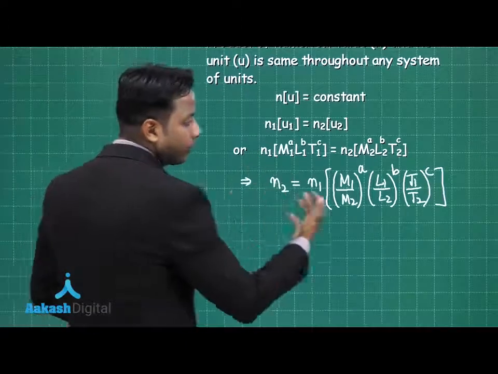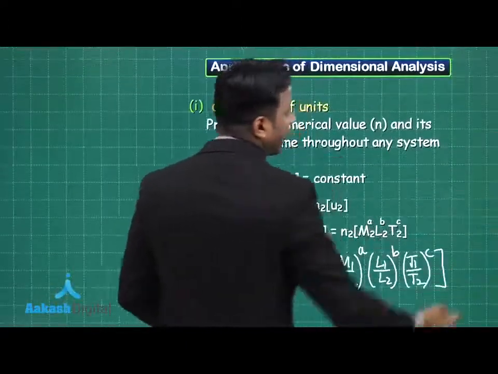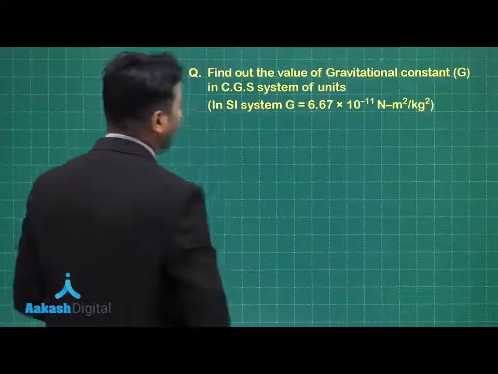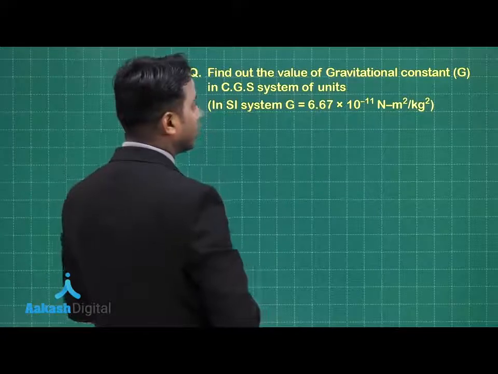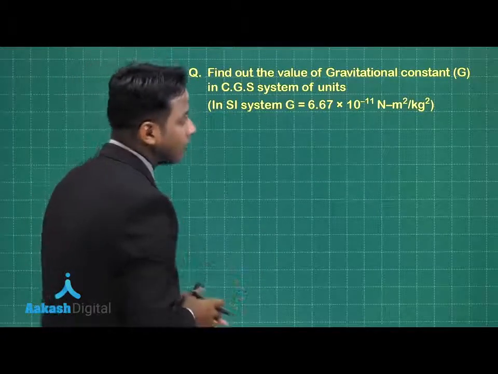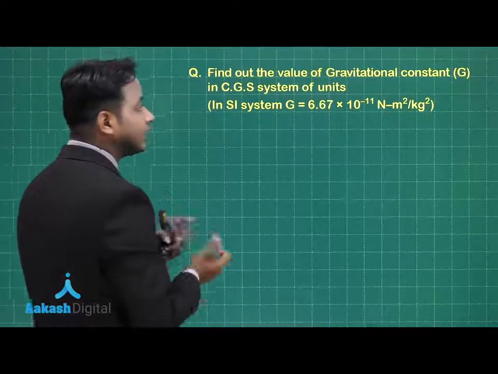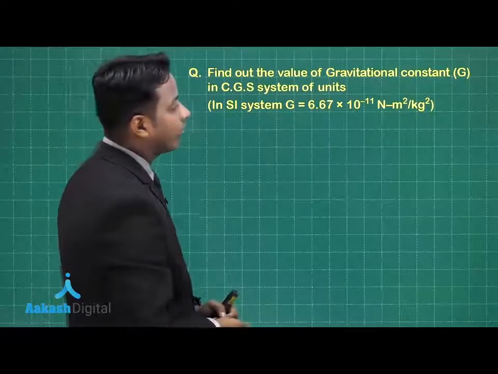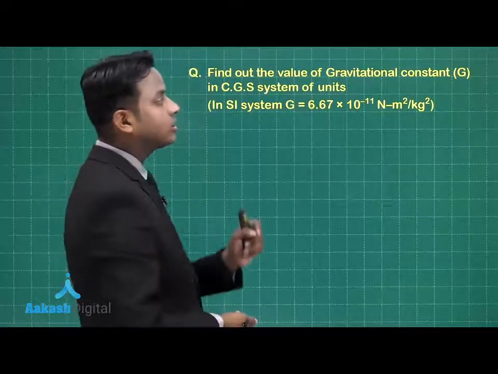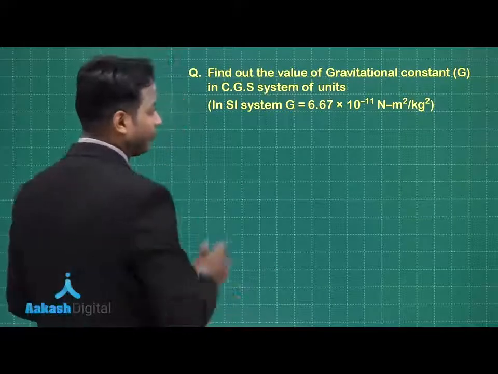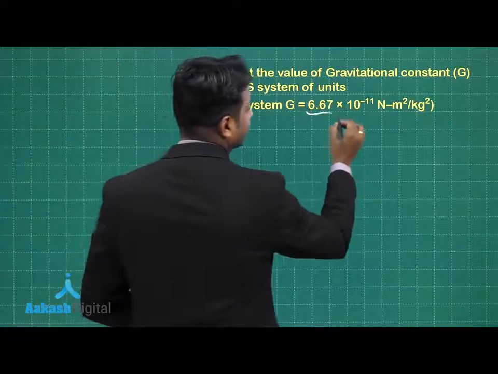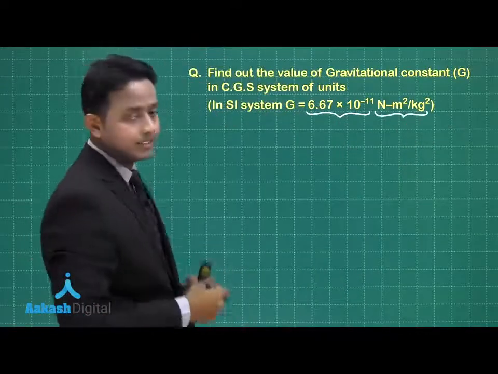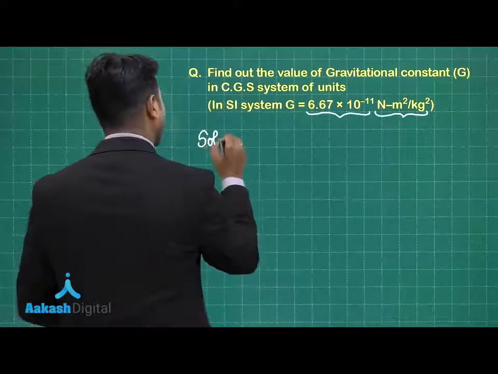So let's try to apply these concepts and figure out how this is an application of dimensional analysis. On the basis of this, I have the first question. Find out the value of the gravitational constant capital G in the CGS system if in the SI system G is equal to 6.67 into 10 to the power minus 11 Newton meter square per kilogram square. You can clearly see this is the numerical value and this is the unit that we have in the SI system. So let's try to solve this question.